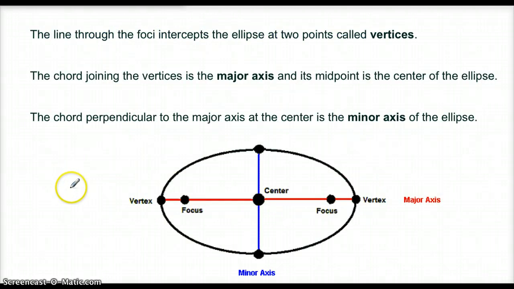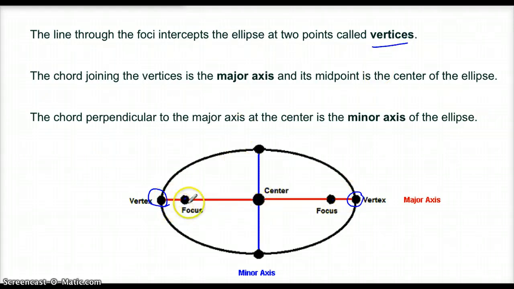So just some definition of terminology. The line through the foci, remember the foci are those points inside the ellipse, and if we draw a straight line through them, the places where this red line intercepts the actual ellipse, here and here, are each known as a vertex, or the plural, vertices. So those are the vertices of our ellipse.